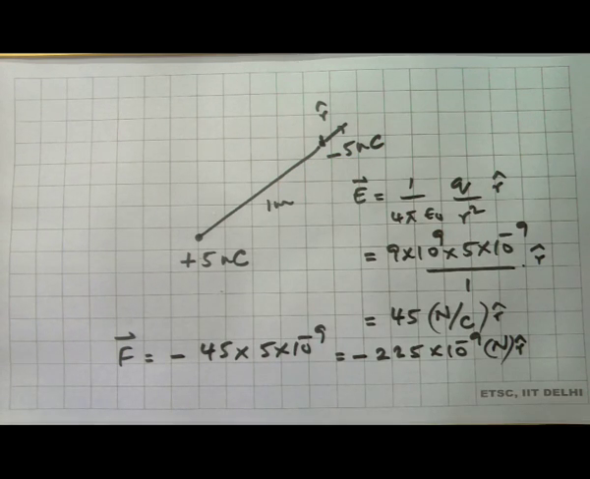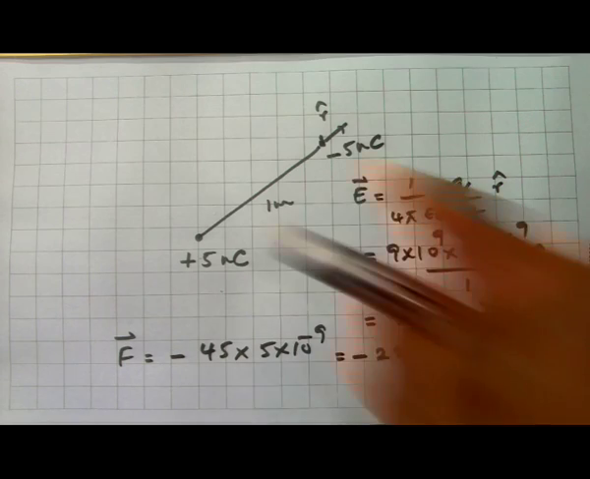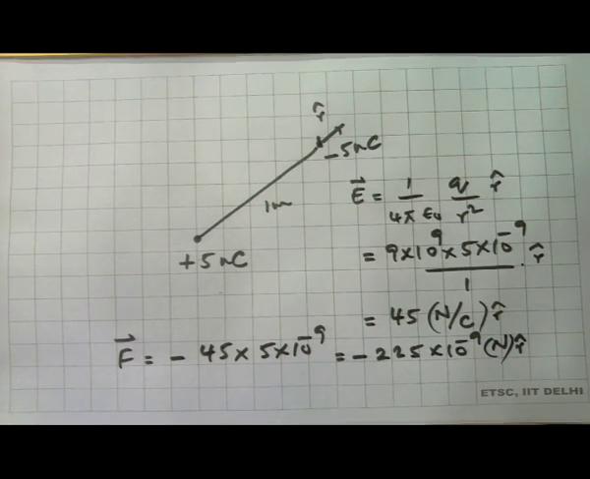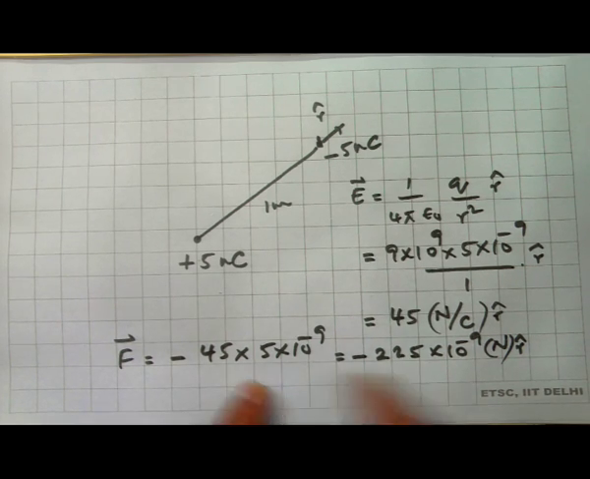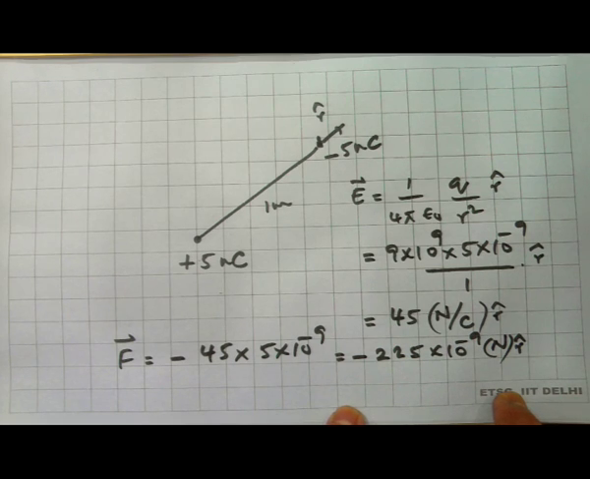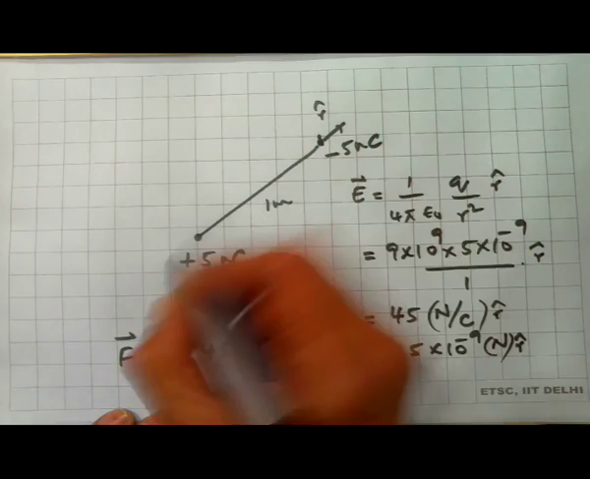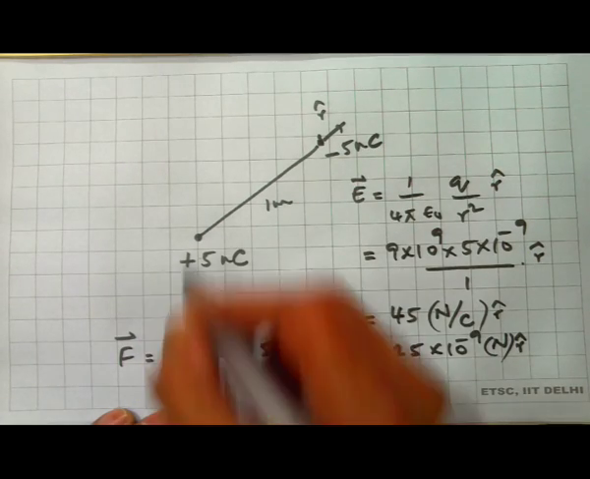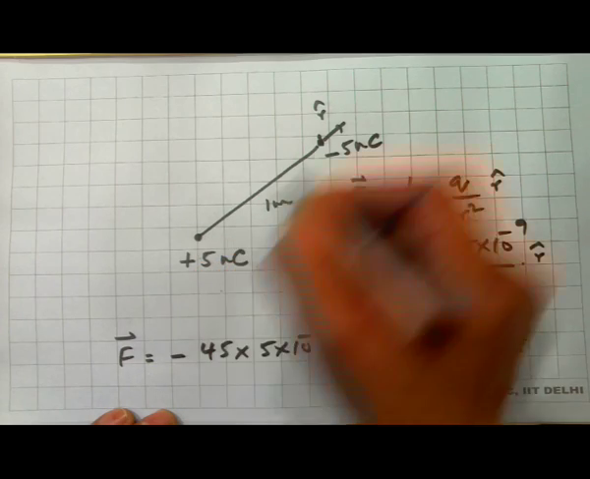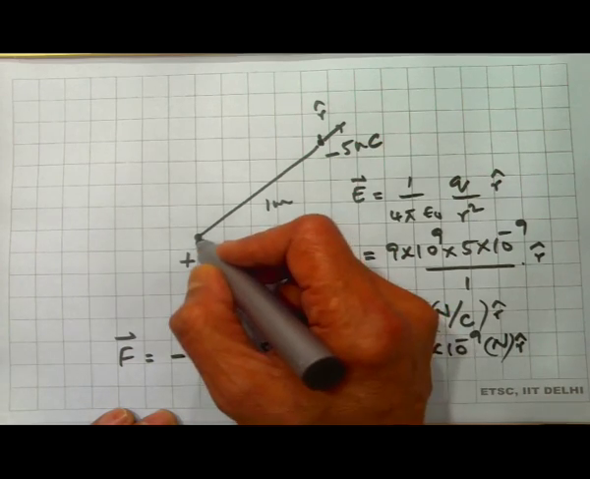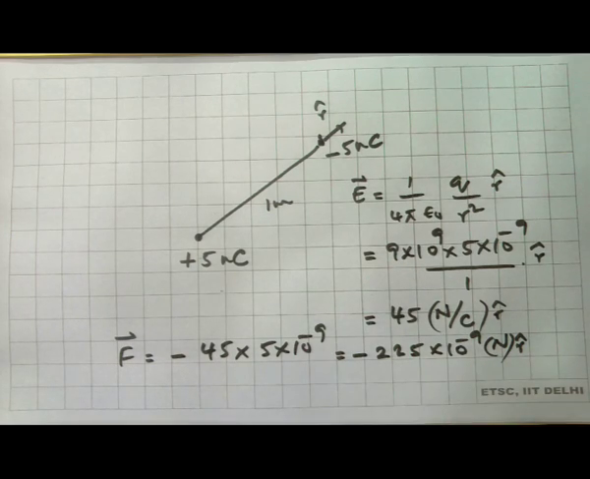So, given a charge, I can immediately calculate the electric field, and once I know the electric field at this point, I can use the equation for force, which is charge times the electric field, to calculate the total force on that charge. So, for example, I will leave it to you to calculate the electric field produced by minus 5 nanocoulombs here, and calculate the force on the charge plus 5 nanocoulombs here, and show that Newton's third law is valid. So, I leave it as a problem to you.